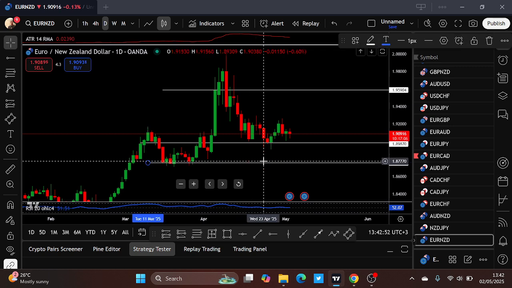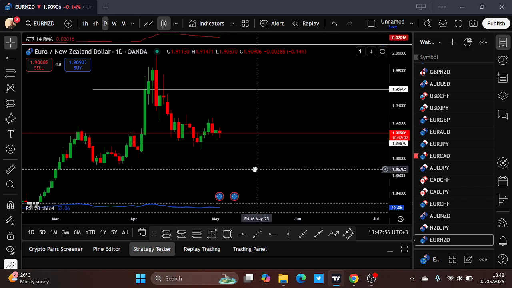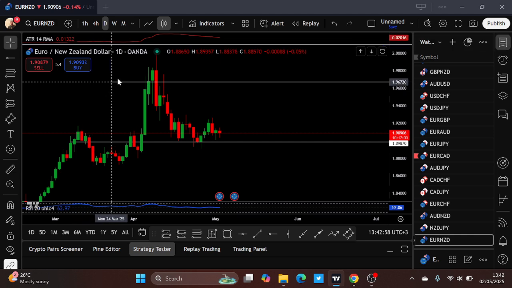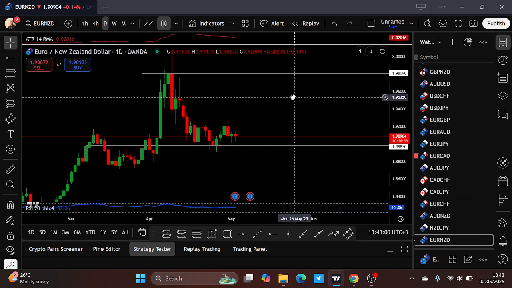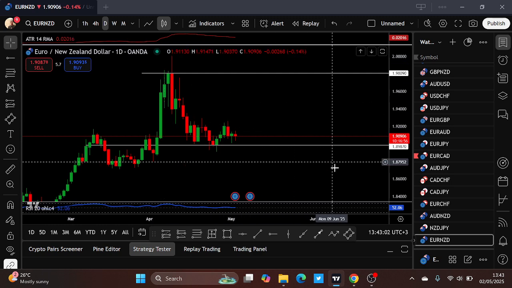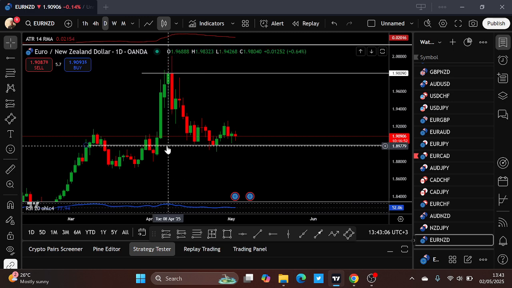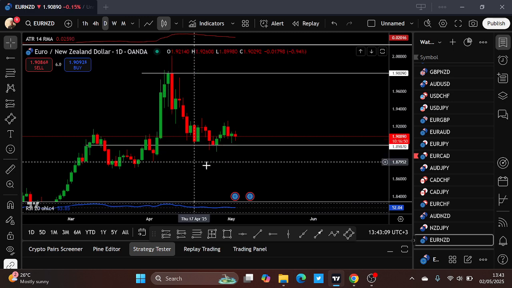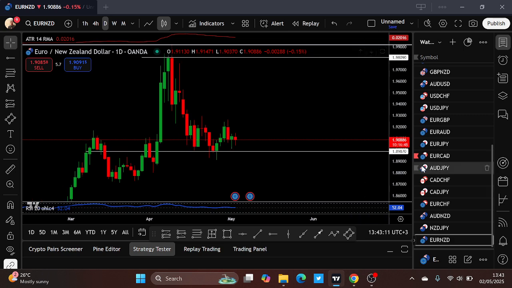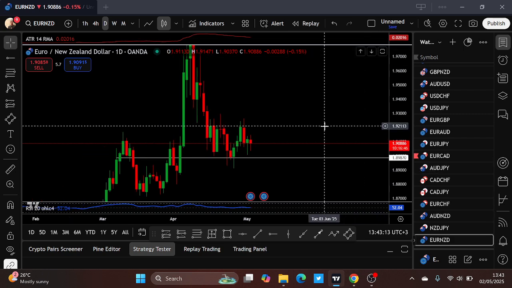So do we need this line anymore? We don't need it. Why? Because price is not there. Price is currently here, so we shall adjust this one to make the resistance more clear. So now price is currently at this level here. What are we seeing? Do you see that, guys?